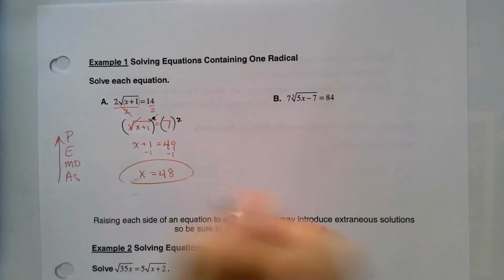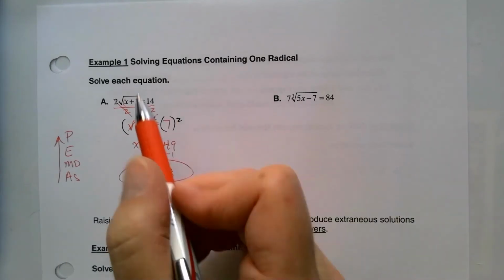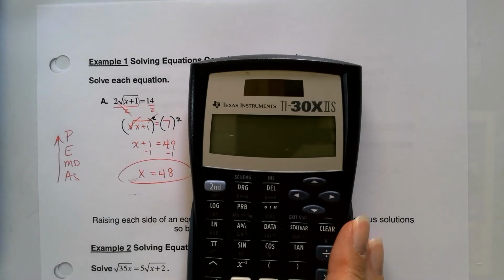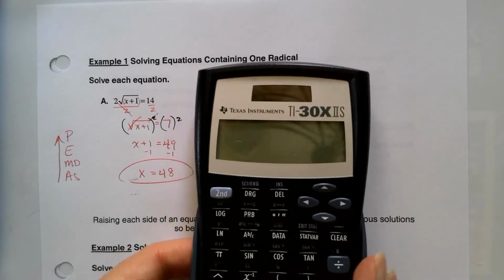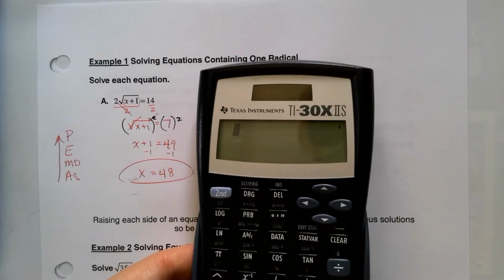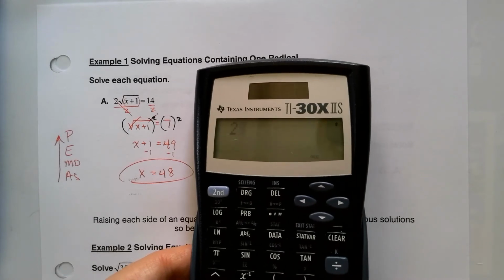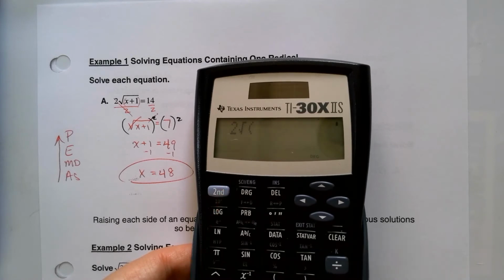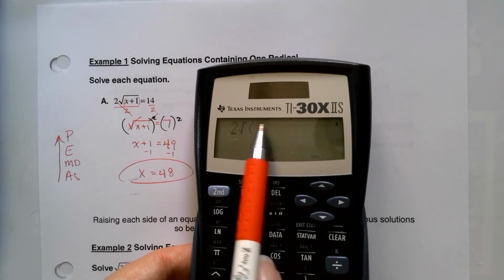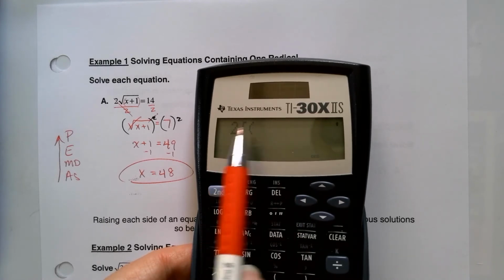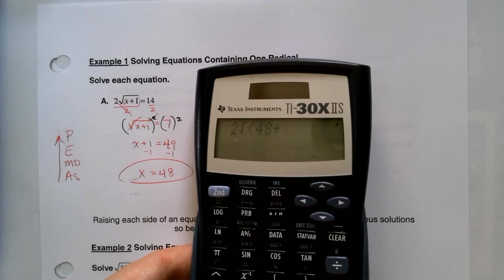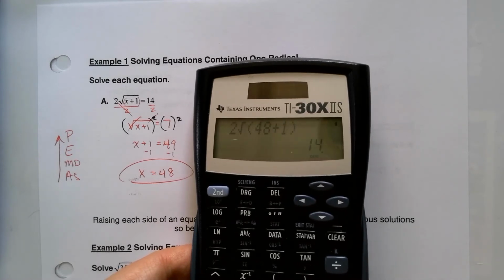How do I check that? I would take my 48 and plug it back in. Now we can do some mental math, and I think that's great. It'd probably take me less time to do that than this. But to show you, to put it in the calculator, it's going to be 2 times, and then I want my square root. Notice the parentheses are here. If you have a calculator that doesn't put parentheses, it might extend your root sign, so be careful with that. And then I want to put in 48 plus 1, and I want to close parentheses. And there's my answer, 14.